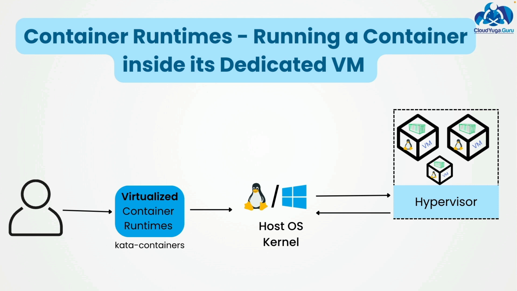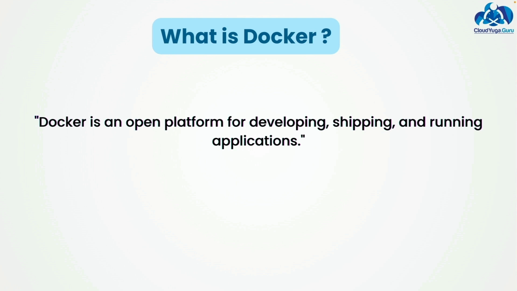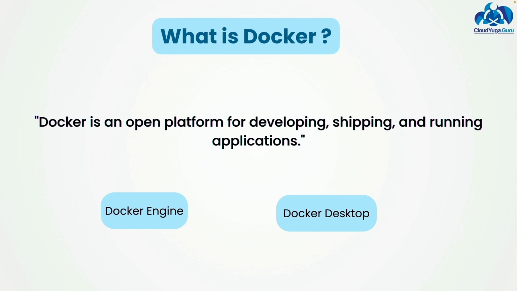So I hope now you have got an idea of the different runtimes we have and how we can create containers using them. Let us now look at what Docker is. From the Docker website, Docker is an open platform for developing, shipping and running applications. Docker comes in two variants, Docker Engine and Docker Desktop. We require Docker Engine at minimum to run applications with Docker.